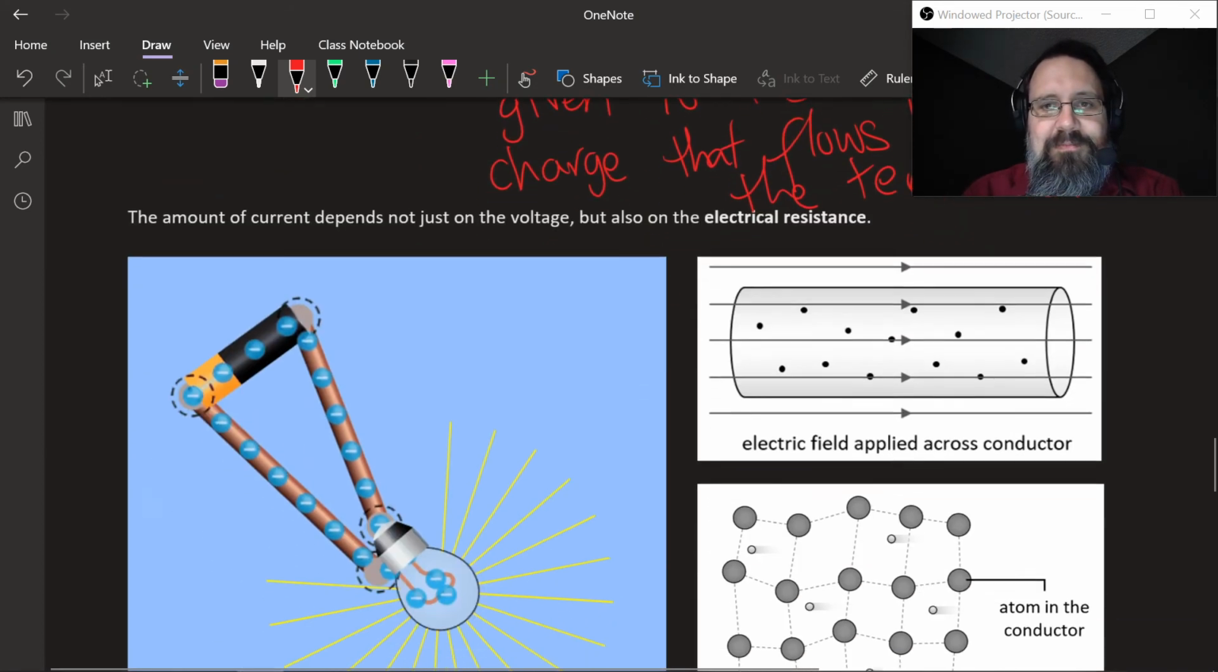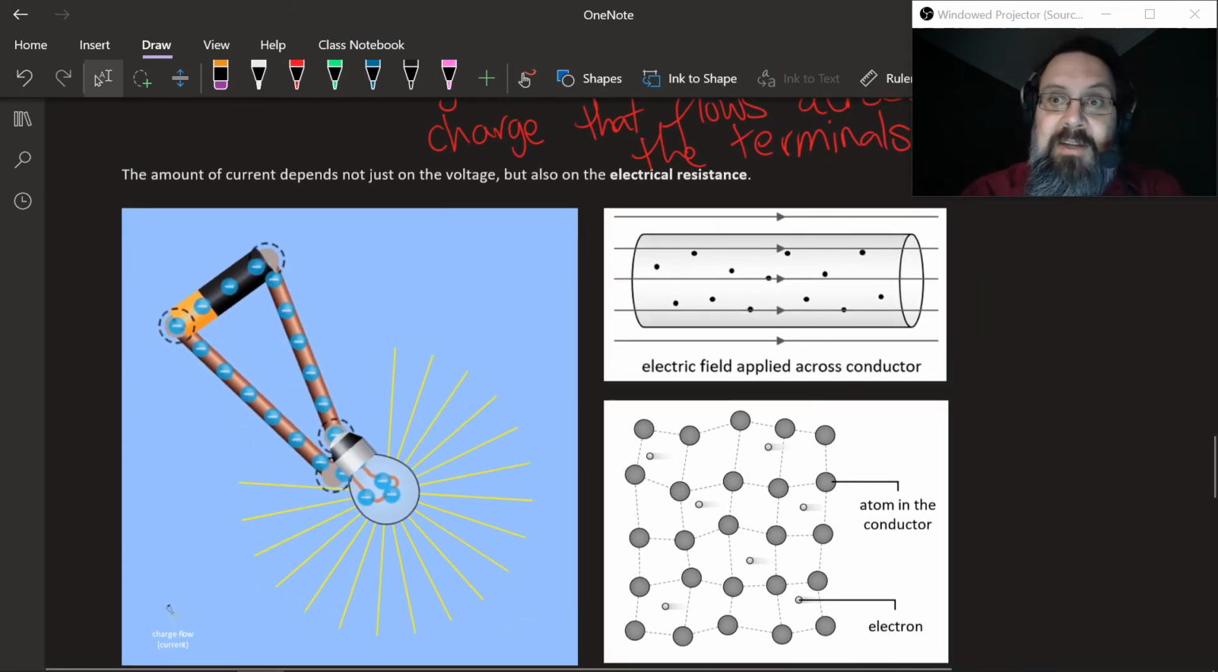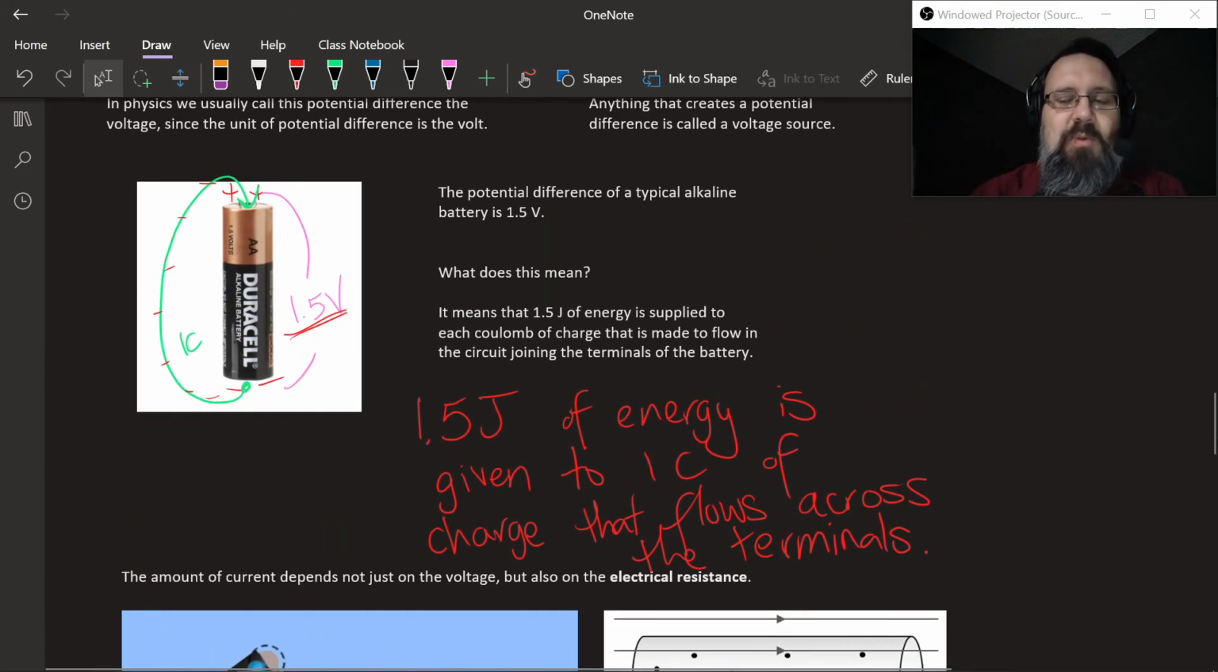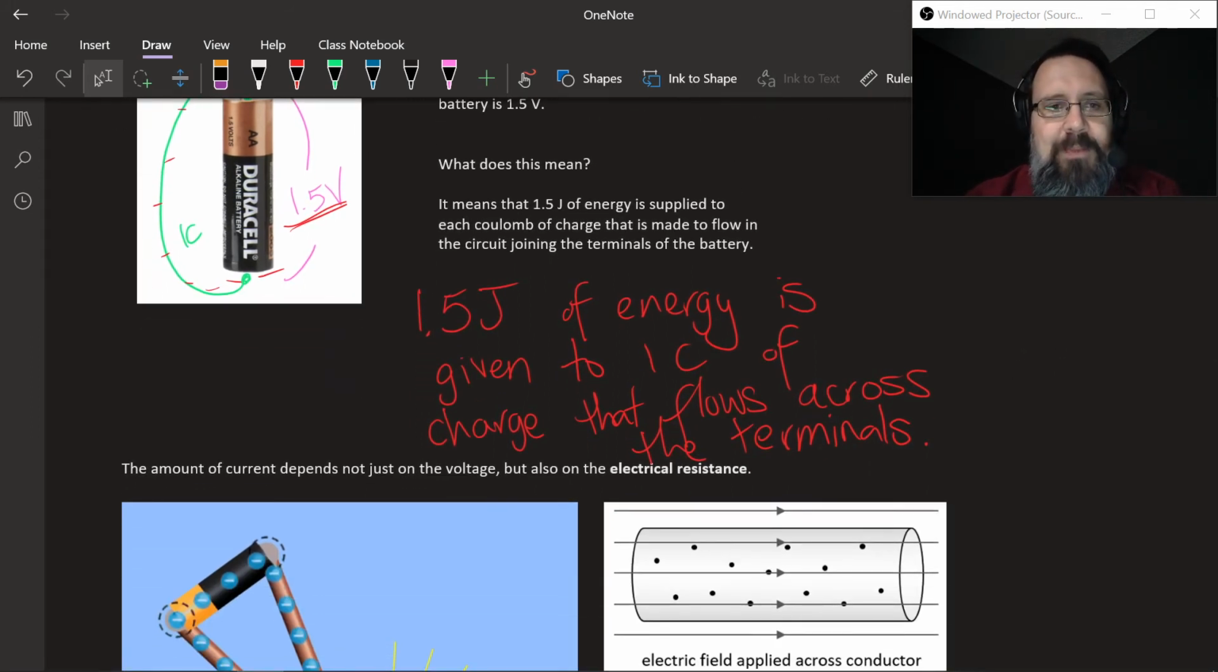That's voltage. So the amount of current that flows in a circuit doesn't just depend on the voltage. I mean, it makes sense, right? If I swapped out a 9-volt battery, there'd be more energy, and so my light bulb would light up brighter. But that's not the only thing that the amount of current depends on.